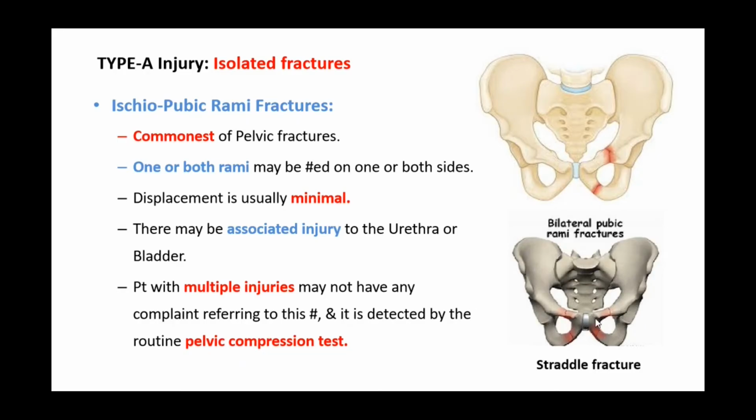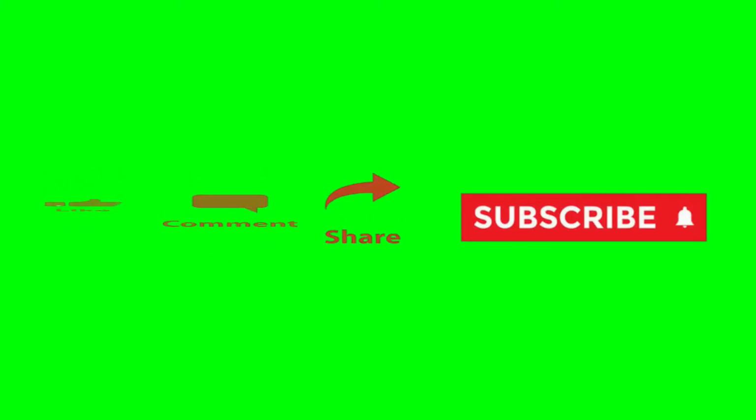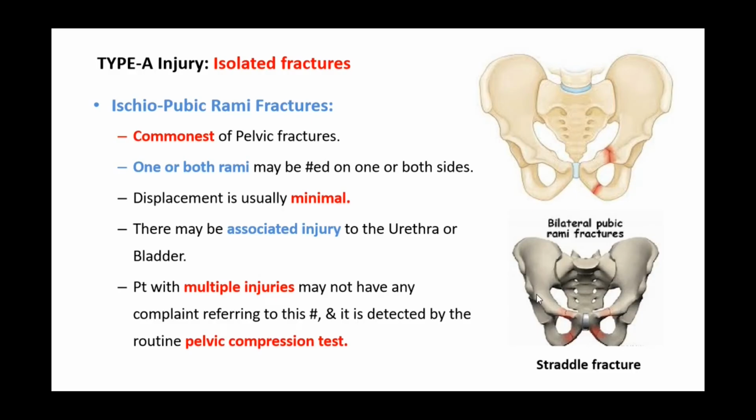If it is bilateral, on both the sides, that condition is known as the straddle fracture. Minimal displacement occurs. There may be associated injury to the urethra or bladder. So we should look for signs of urethral or bladder injury. A patient with multiple injuries may not have any complaint referring to this fracture, and it is usually detected by the routine pelvic compression test. So in case of multiple injuries, always perform the pelvic compression test. It is only when we perform the pelvic compression test that we detect this kind of fracture.